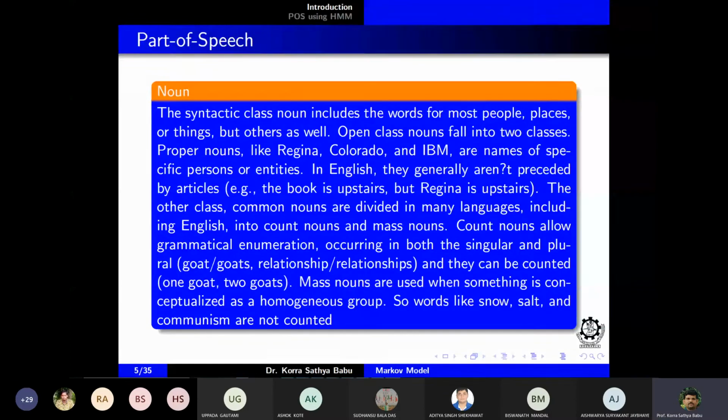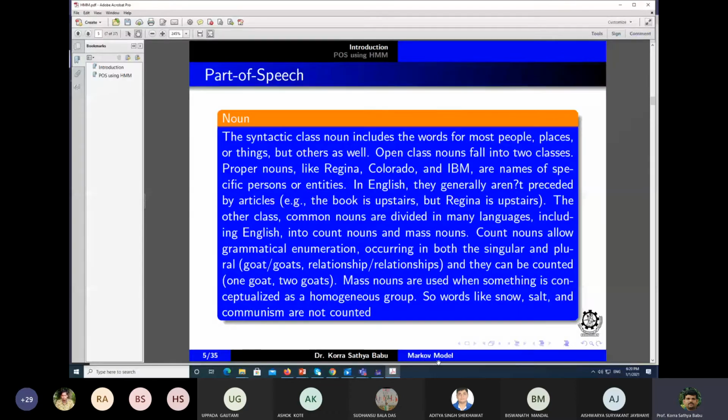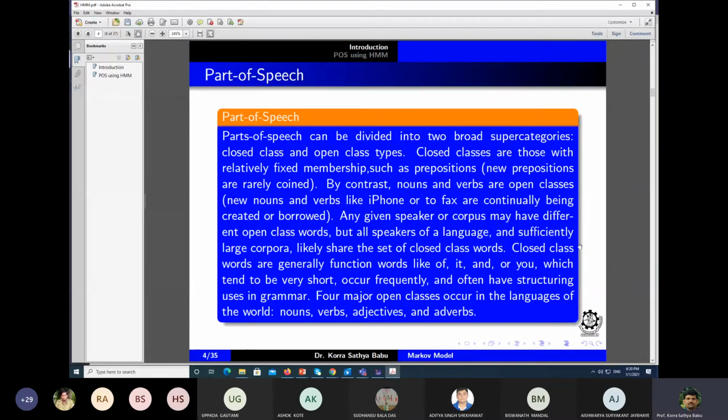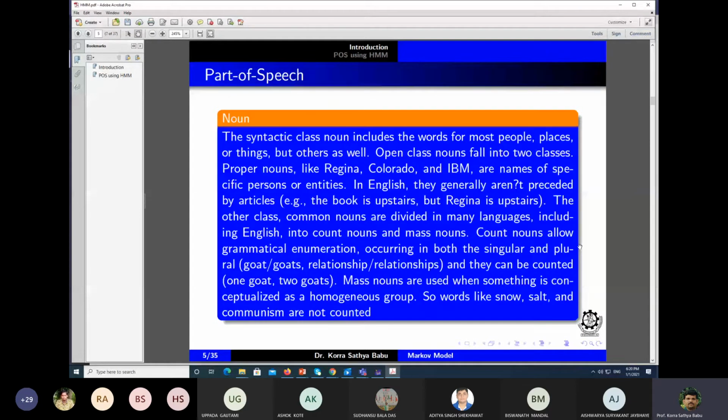Now verbs. The verb class includes most words referring to actions and processes, including main verbs like draw, give, provide, go. English verbs also have inflections, like non-third person singular, third person singular, progressive, or past participle. Various derivations and inflections verbs have.